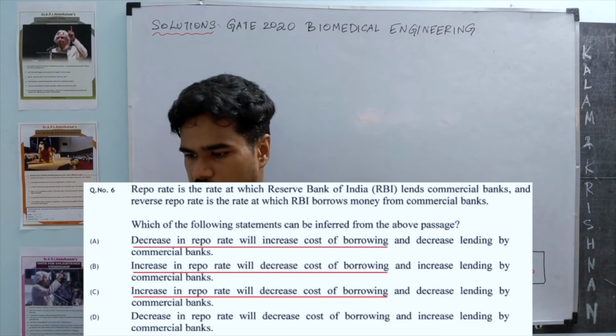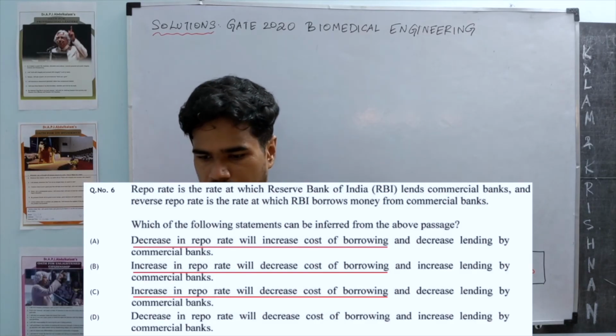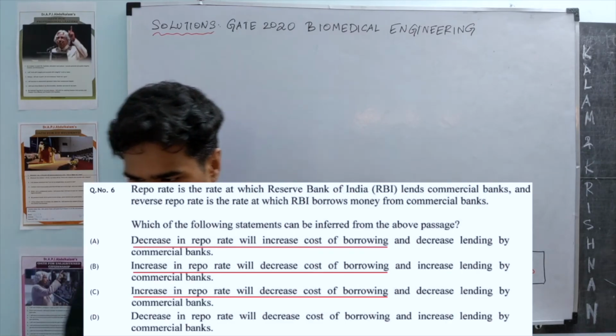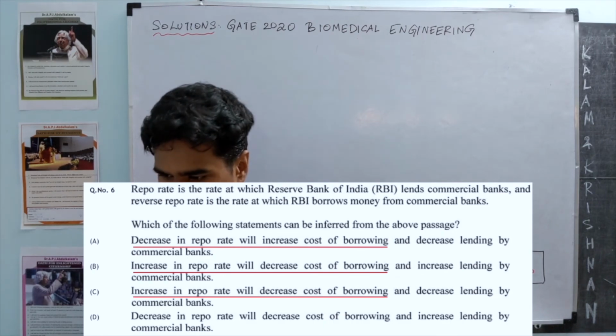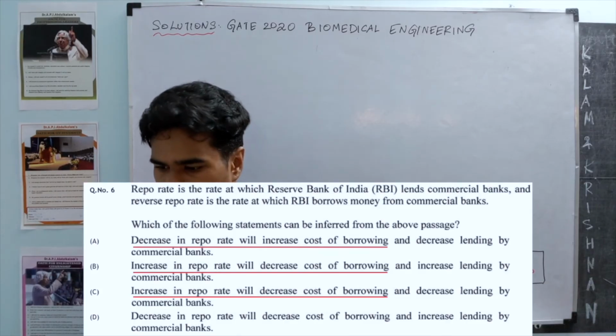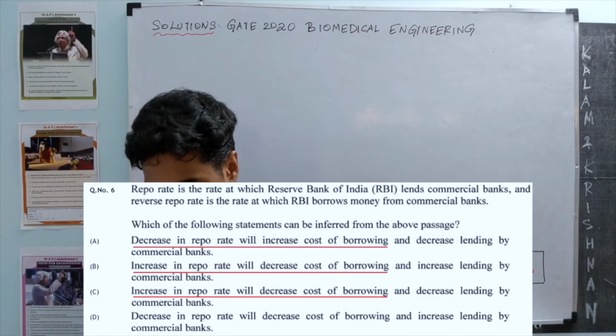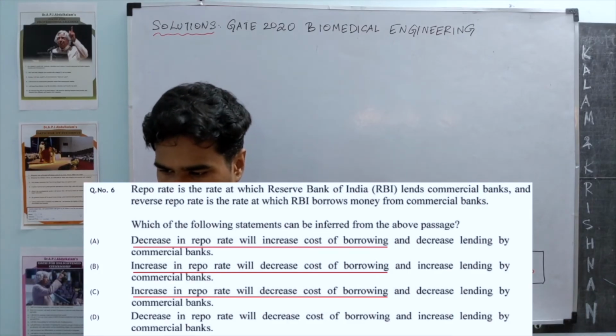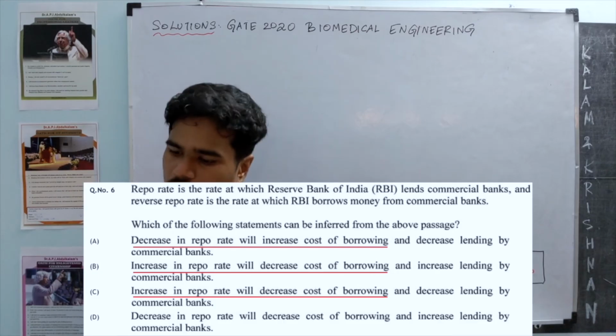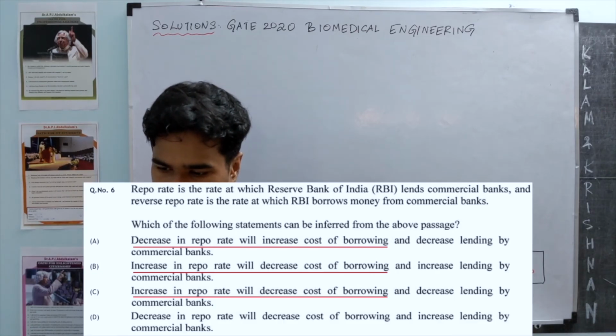Okay, what they are saying is repo rate is like the loan interest for the banks, right? So if the loan interest rate decreases, decrease in repo rate will increase cost of borrowing? No. Increasing repo rate will decrease cost of borrowing? No. Decrease in repo rate will decrease cost of borrowing? Yes. And increase lending by commercial banks? Perhaps if they borrow a lot, they are going to also lend a lot. So the right answer here is option D.